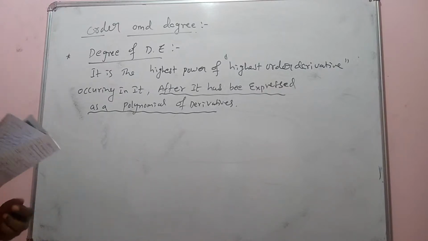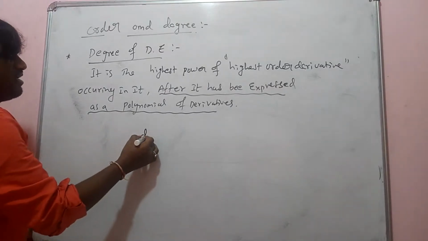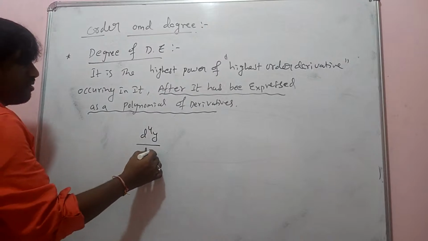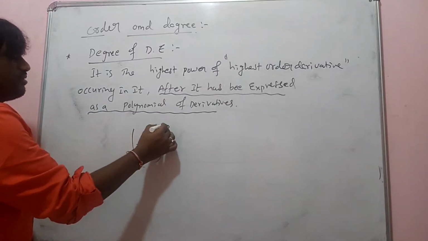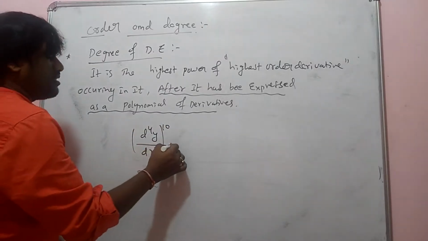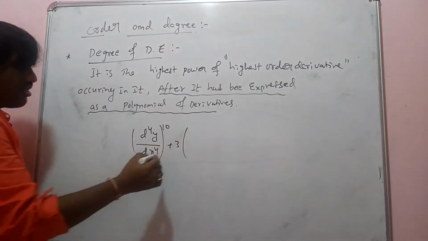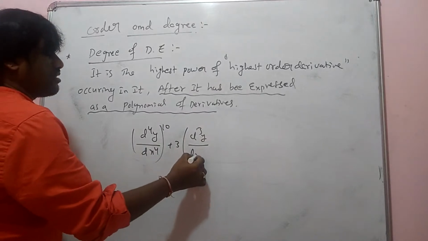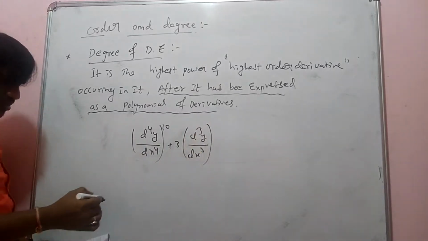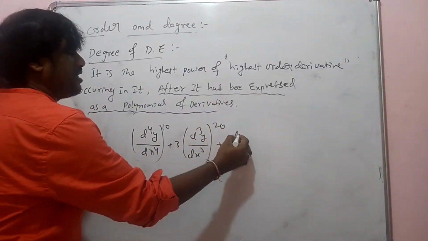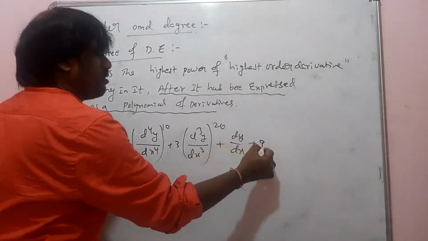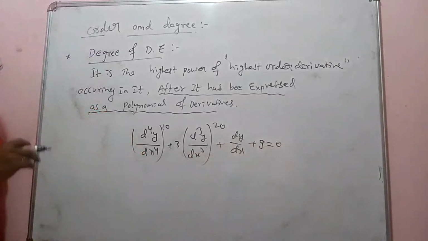Simple. You know the previous example I gave: (d⁴y/dx⁴)^10 plus 3 times (d³y/dx³)^20 plus dy/dx plus 9 is equal to 0. This is the equation you have.